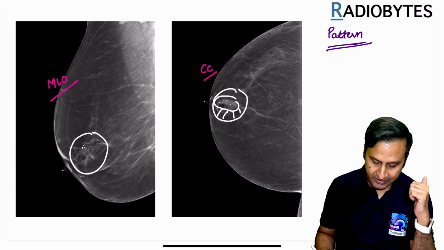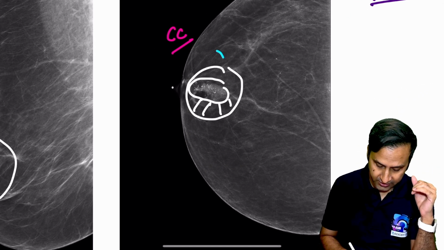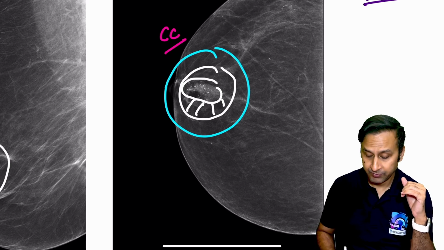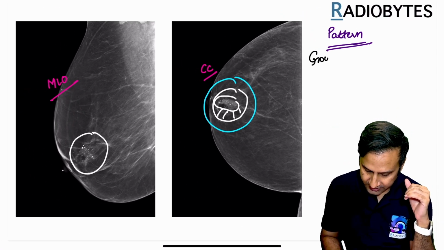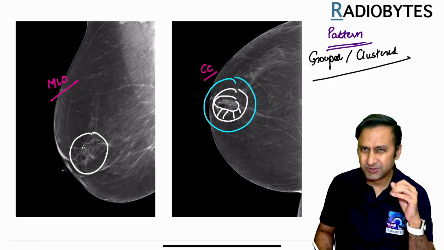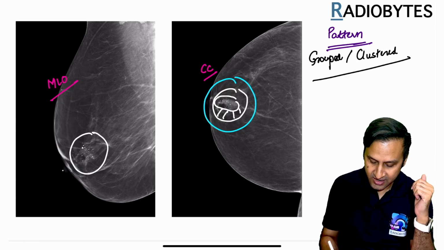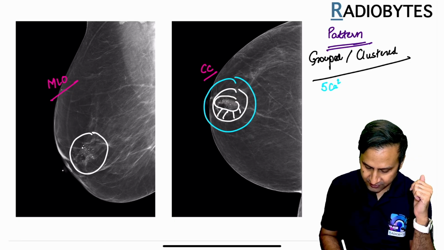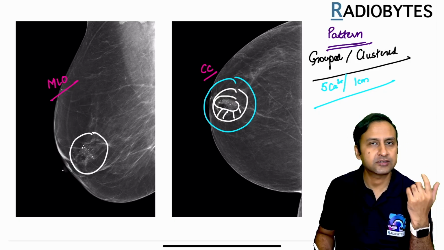Now, these type of calcifications, where you have a number of calcifications which are clustered over a very small area, as you can see here, are called grouped calcifications because they look as if they're forming a group, or conventionally called clustered calcifications. So there must be some objective criteria for it. The criteria is, if you find 5 calcifications which are grouped within 1 centimeter of an area, then they're called grouped calcifications or clustered calcifications.